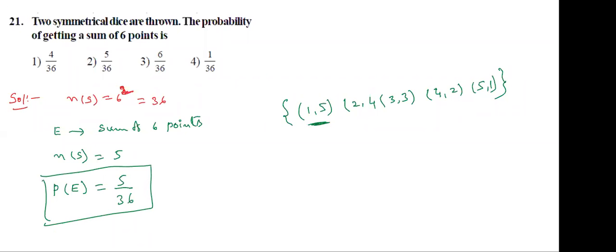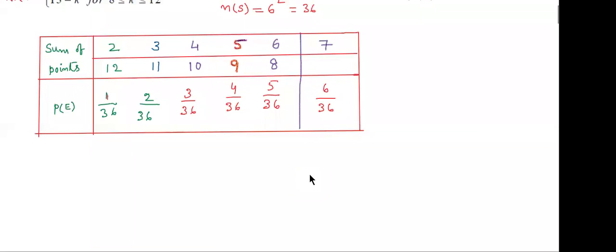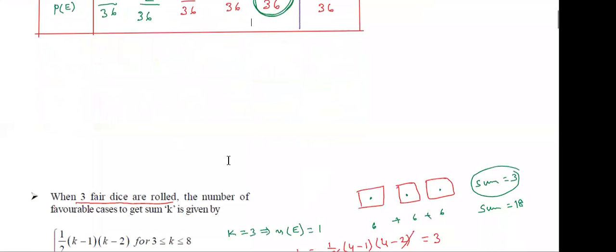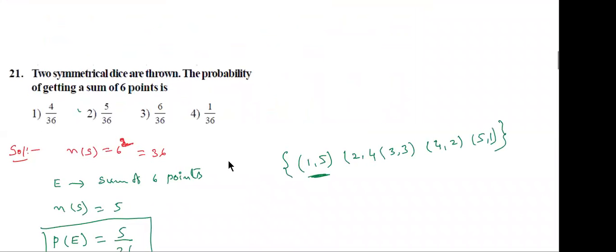Or otherwise, see the table, then we will observe that very easily. Sum of 6 points means this. What is the answer? 5 by 36. Within fraction of seconds, we will say the answer easily. So which option correct, students? Second option correct.